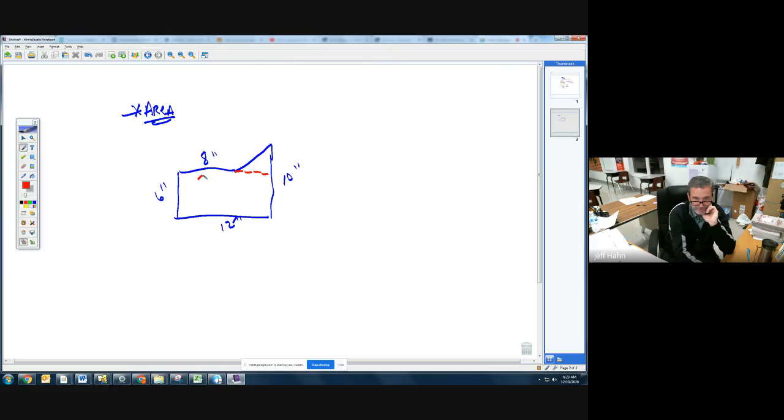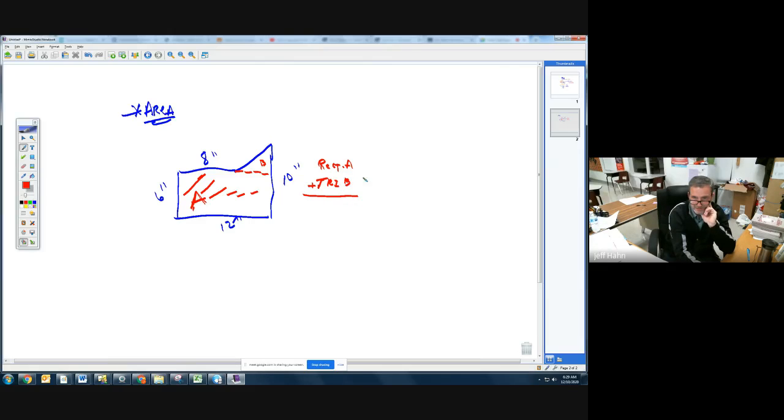So then you have this rectangle, let's call it rectangle A, and this triangle here, let's call it triangle B. So off to the side here, the area of rectangle A plus the area of triangle B is going to give me my answer here.